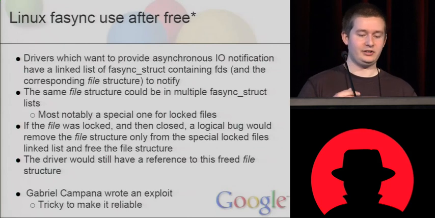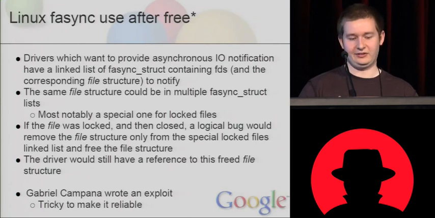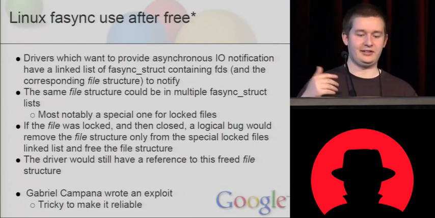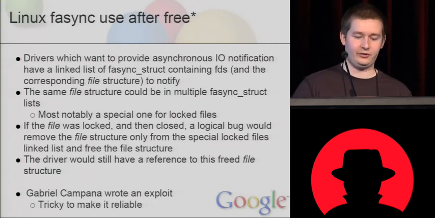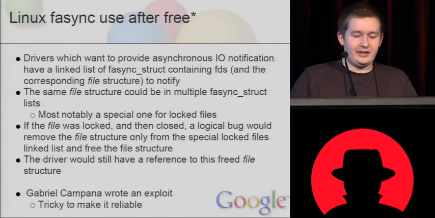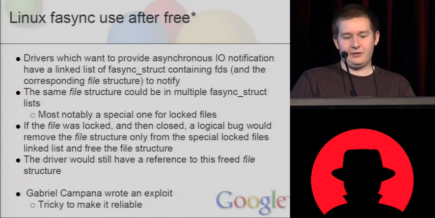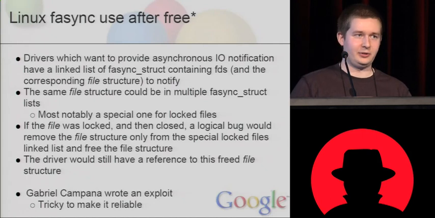If the file was locked and then closed, there was a logical bug where the file structure would be removed from only the locked files linked list. The structure would be freed even though it appeared in multiple lists. So then you have this structure in the second list that's been released and is being passed out to anybody else who wants some k-malloc buffer. So the driver still had a reference to this freed file structure.